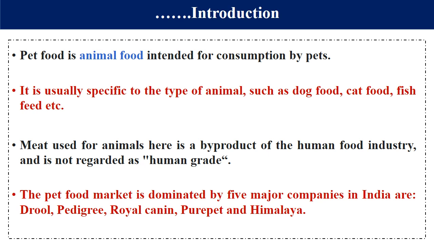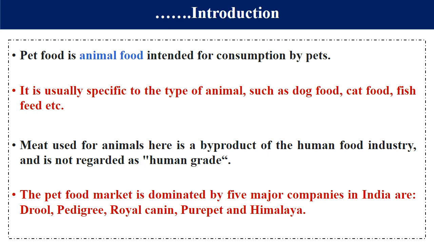So in continuation of the introduction about pet food, they are specifically designed for the consumption of domesticated pets. Usually they are specific to the type of animal, such as specific for canines or dogs or cats, and nowadays there are also ornamental fish, and for that also there is fish feed. So these are specifically designed for the pet animals. Meat used for animals here is a byproduct of the meat industry, so it may not always be prime meat; it is the secondary quality of meat or the byproducts which are not suitable for humans that are used here.